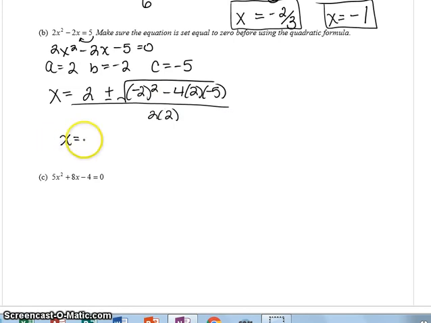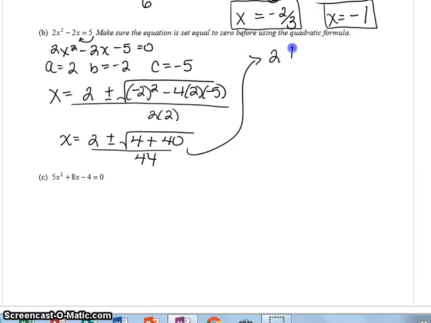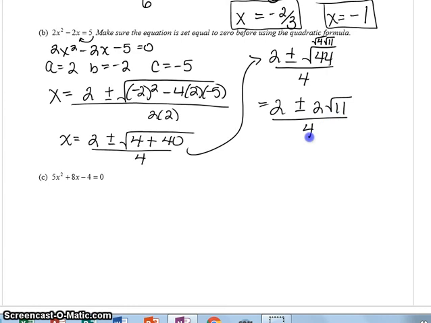So continuing simplifying that, you're going to get 2 plus or minus, and it becomes 4 plus 40 all over 4. So it's 2 plus or minus the square root of 44. Oh, sorry. This down here, I had a mistake there. Over 4. So the square root of 44 breaks down to 4 times 11. So that is going to be 2 plus or minus 2 radical 11 all over 4.